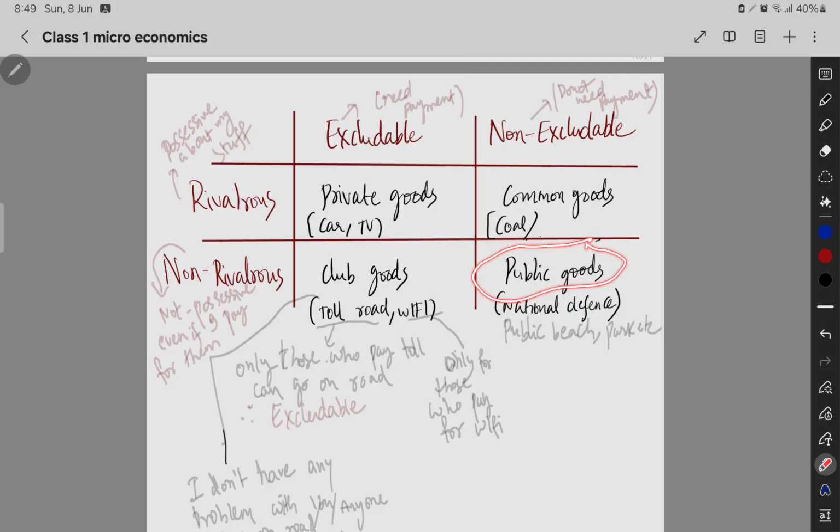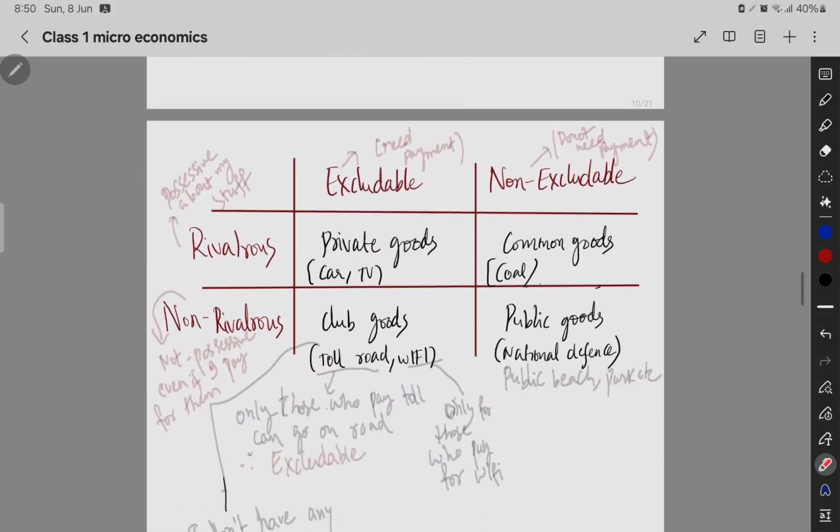Public goods. Payment or non-payment? Payment. No, non-payment. Non-payment means non-excludable. And possessive or not possessive? Possessive. No, non-possessive. Non-possessive means non-rivalrous. Similarly, club goods. Possessive or non-possessive? Non-possessive. Therefore non-rivalrous. Payment or non-payment? Payment. Therefore excludable. That's it.